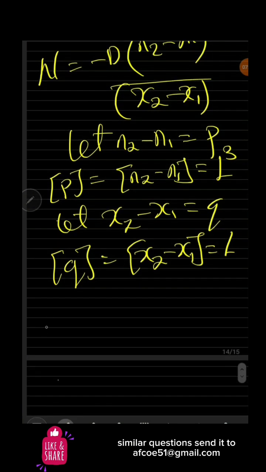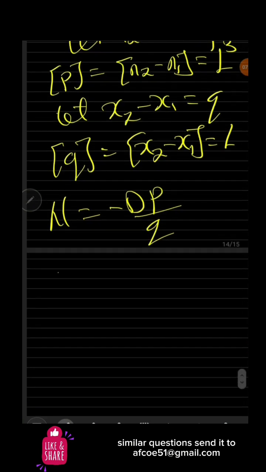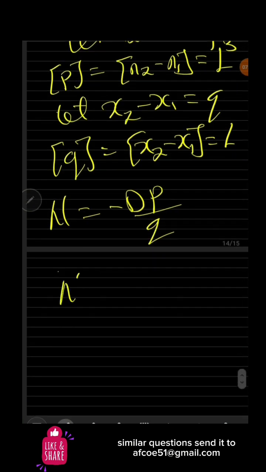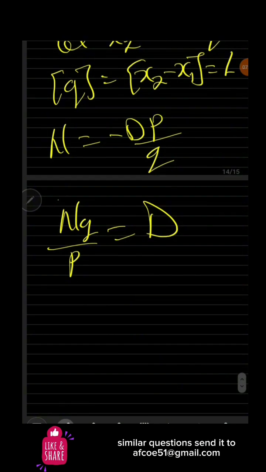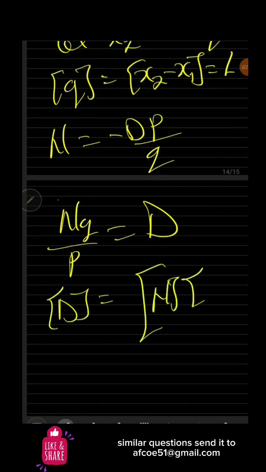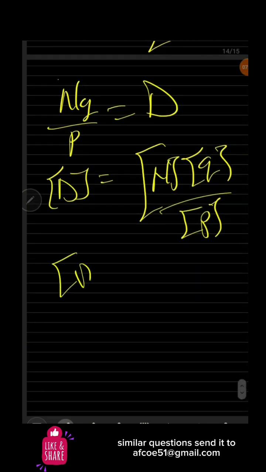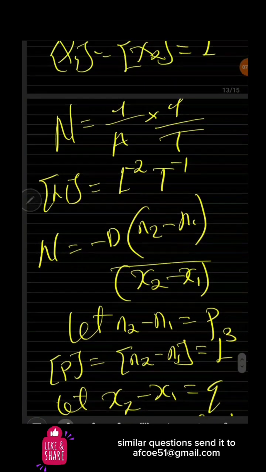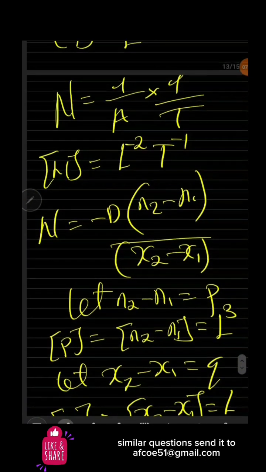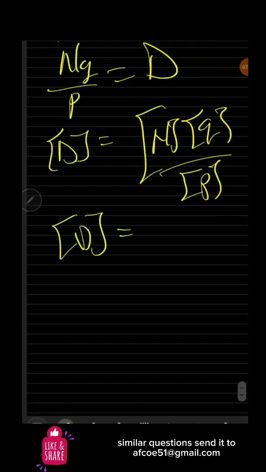So I'll now be having that n is equal to negative D P over Q, and from here I can make D the subject. So I'll be having nQ over P equals D. I cross multiply with Q and divide by P. So that's the D. So what are the dimensions of D? Dimensions of D will be equal to dimensions of n times dimensions of Q all over dimensions of P. So we had dimensions of n as per square length per time.